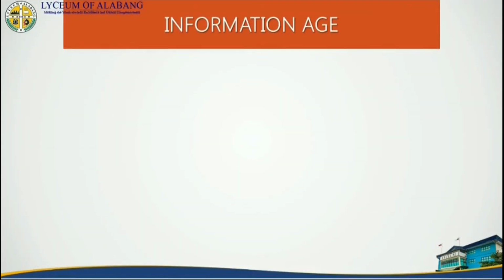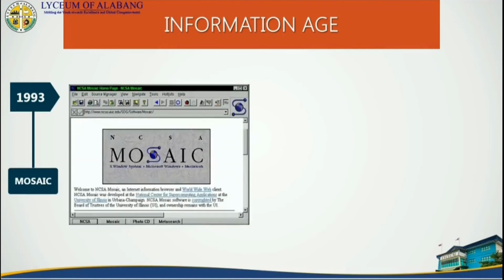Let us now proceed to the information age. In 1993, the Mosaic browser was developed at NCSA, the National Center for Supercomputing Applications. It was neither the first web browser nor the first graphical web browser. It was preceded by the lesser known Erwise and ViolaWWW. It was the web browser credited with popularizing the World Wide Web. Its clean, easily understood user interface, reliability, Windows port, and simple installation all contributed to making it the application that opened up the web to the general public.